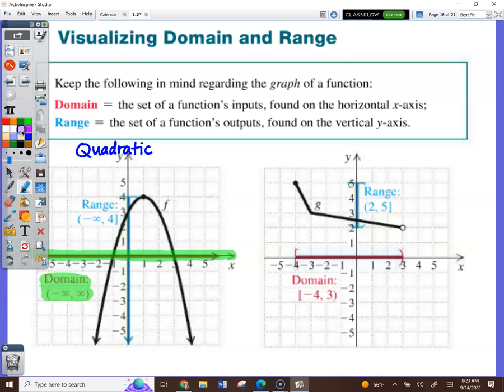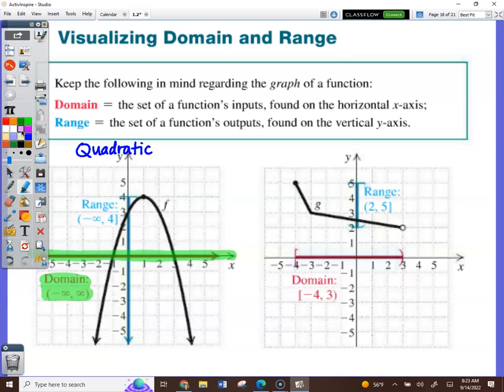Now changing colors. If you have a neighbor with a different color highlighter, maybe swap with them. I have four. Ready? Here, catch. Does anyone need a different color?